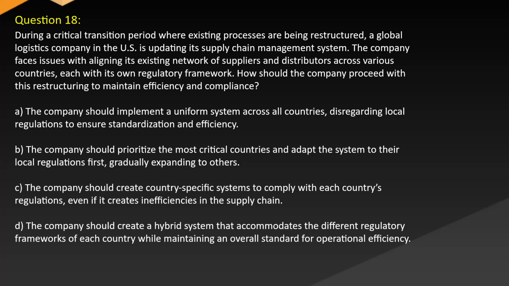A. The company should implement a uniform system across all countries, disregarding local regulations to ensure standardization and efficiency. B. The company should prioritize the most critical countries and adapt the system to their local regulations first, gradually expanding to others. C. The company should create country-specific systems to comply with each country's regulations, even if it creates inefficiencies in the supply chain. D. The company should create a hybrid system that accommodates the different regulatory frameworks of each country while maintaining an overall standard for operational efficiency.